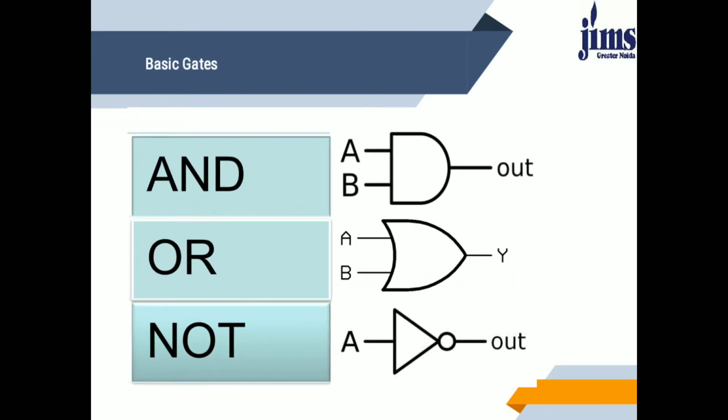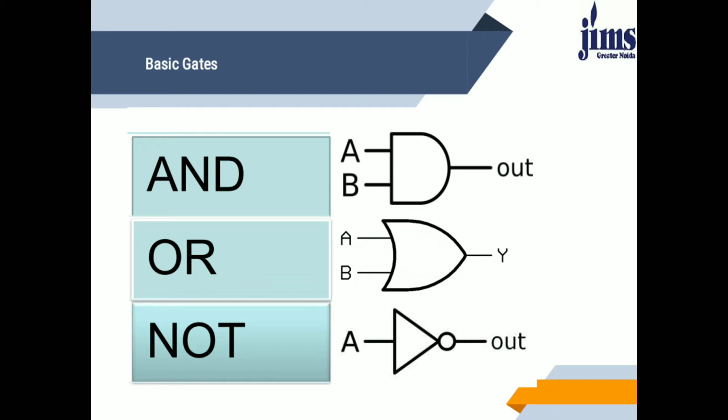So what are basic gates? Logic gates can be divided into two parts. One is basic gates and the other is universal gates. So first we talk about the basic gates. Basic gates are those gates through which we can design any kind of digital circuit. So how many types are there? AND, OR, NOT. Here the symbols are drawn: AND gate, OR gate and NOT gate.